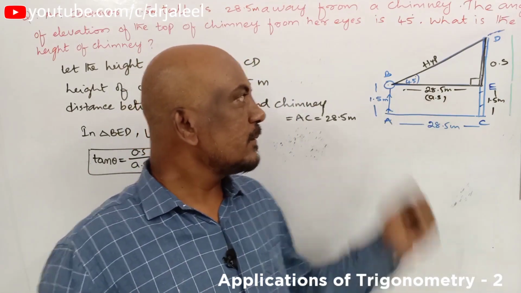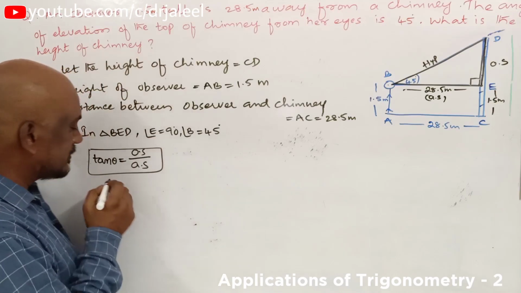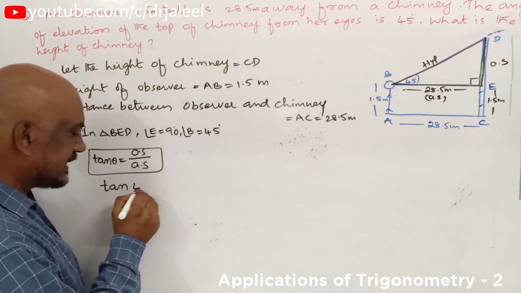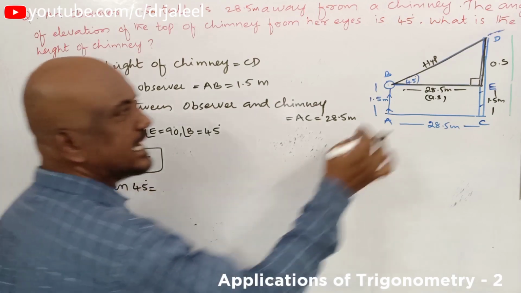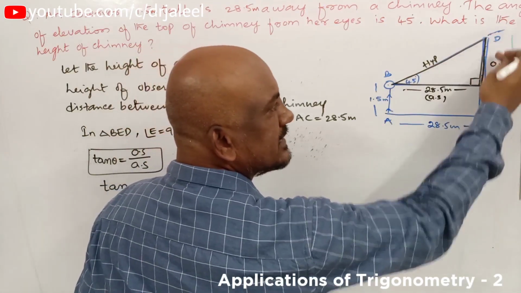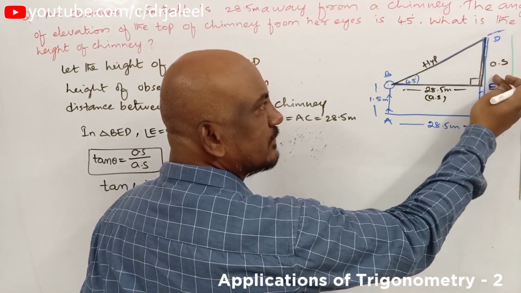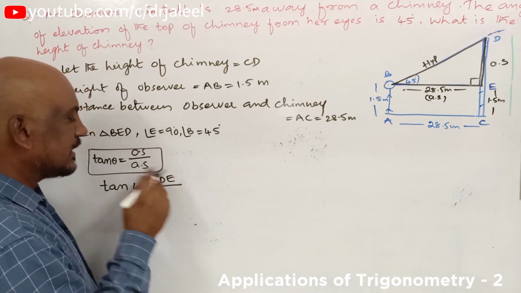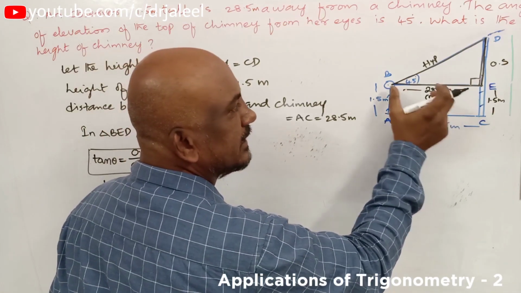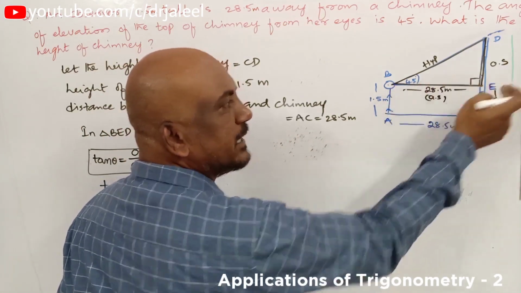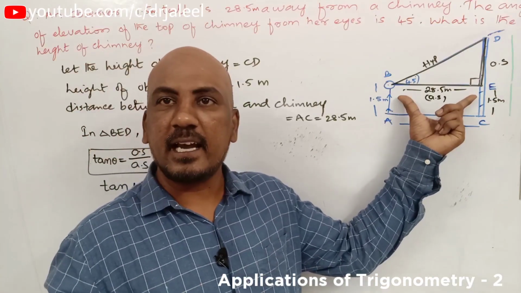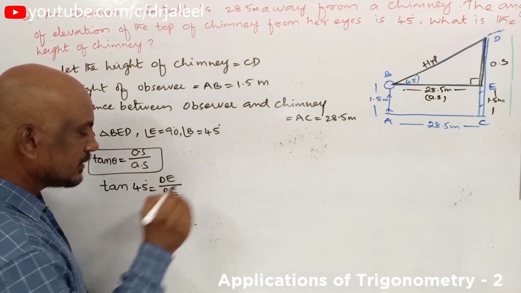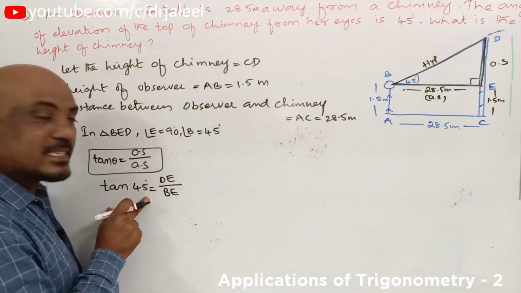So now children, let us substitute the values. Tan theta, how much is theta given here? 45 degrees. Opposite side, what is opposite side? We don't know what is the height of this one. So I will write DE as it is. DE by adjacent side. What is the adjacent side, beta, here? 28.5, it is BE. So first step we will write BE as it is. The next step we will substitute the values. So BE. In the next step, let us know what is tan 45.